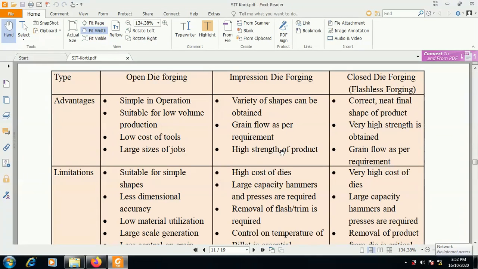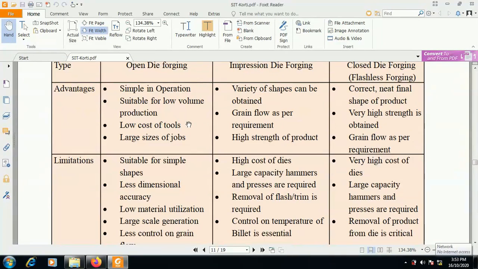Open die forging चा advantage काय बघा. This open die forging process is simple in operation. Just दोन die आहेत, upper die, lower die, त्याला कुठल्याही पद्धतीचे डिझाईन नाहीत. That's why it is simple in operation. Suitable for low volume production, low cost of tools. इथं डायज वरती कुठल्याही प्रकारचं मशिनिंग करायचं नाही, त्याच्यामुळं कॉस्ट ऑफ मेकिंग दॅट टूल इज लेस.